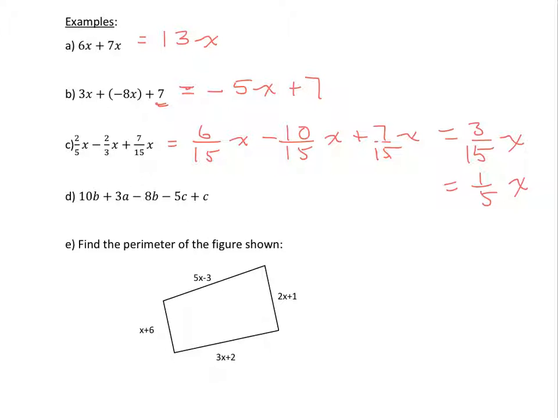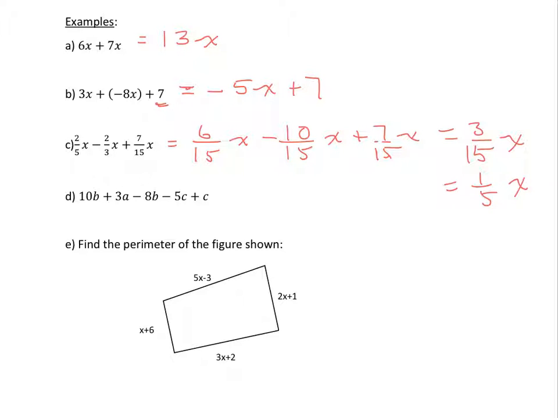And then D, we've got 10b plus 3a minus 8b minus 5c plus c. So when you have more than one type of variable using different letters, we often agree to put, for instance, if we have an x squared and an x, we'll always put the x squared or the higher exponent first. If we have more than one different letter, we'll often put them in alphabetical order, just so that we can all agree on what the simplified version will look like.